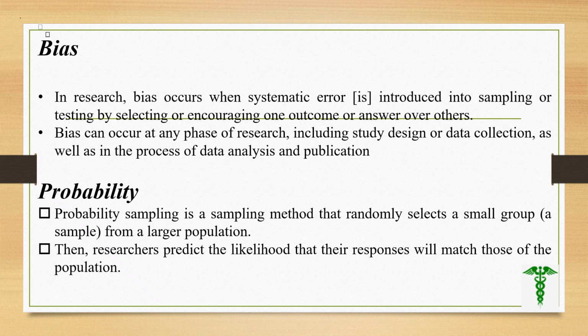as well as in the process of data analysis and in publication. Then another term we are currently using is probability. Probability means chance, simply. Probability is a sampling method that randomly selects from a larger population. If 100 people are there, we are taking that 20% may pass. That is the probability or chance. So the researchers predict the likelihood that the response will match those of the population, that is probability.